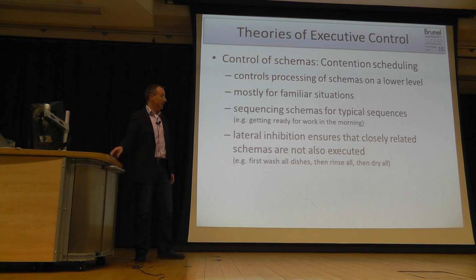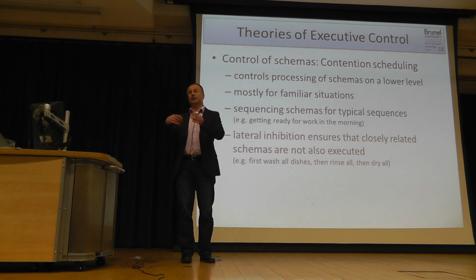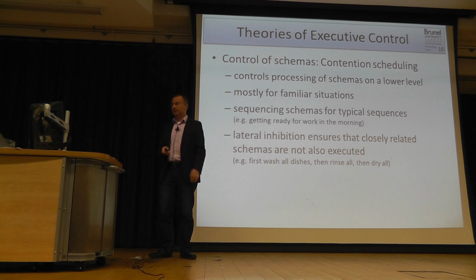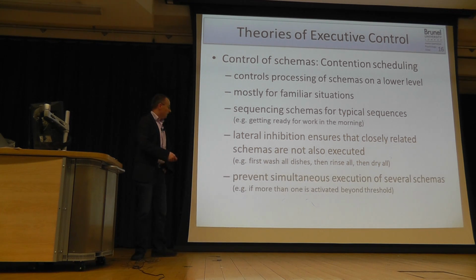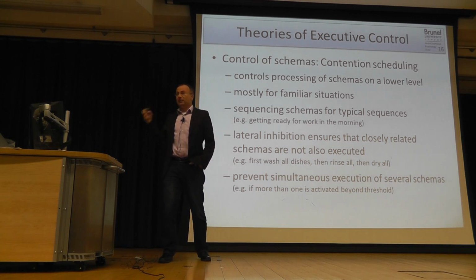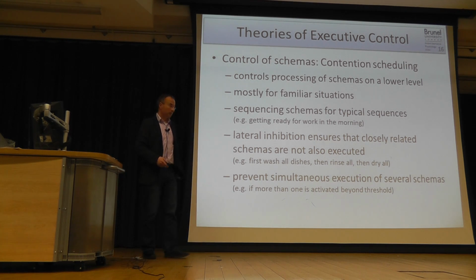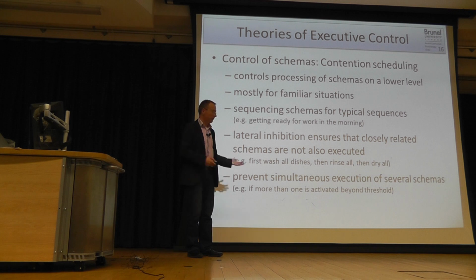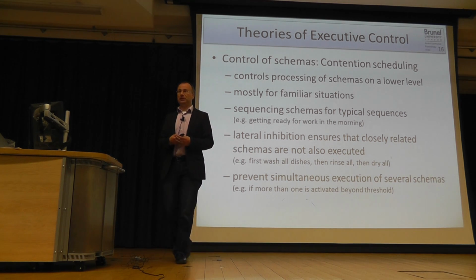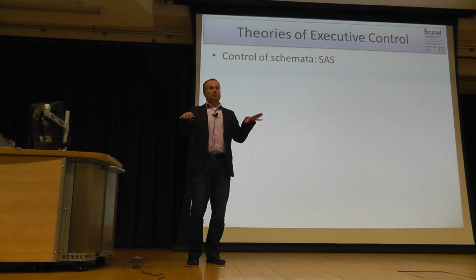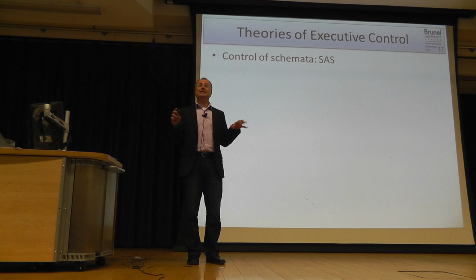So contention scheduling makes sure that you follow one single plan. When your idea is, I will first wash up everything and then rinse everything, it makes sure that all the other schemas, which also are highly activated, don't interfere with your plan. Along the same lines, it prevents you from automatically engaging in more than one action at the same time, so that you stay on your plan. Because it may easily be that when you have more than one external stimulus, you have more than one schema activated beyond its threshold. So that's the management of schemas at a rather basic level, let's say.